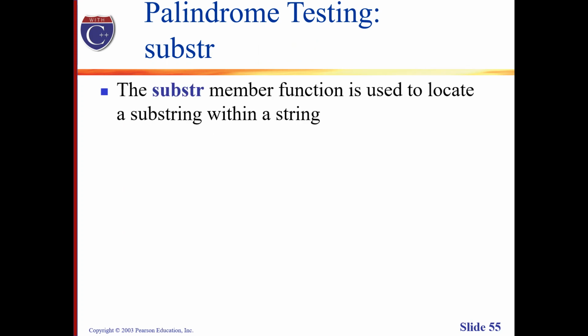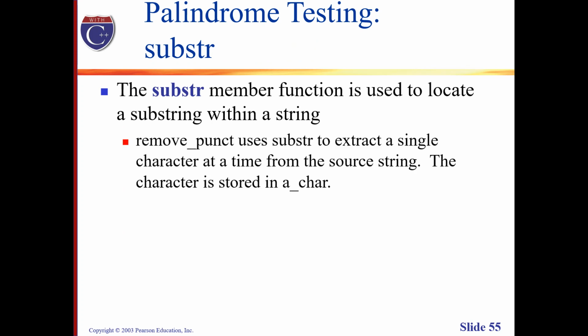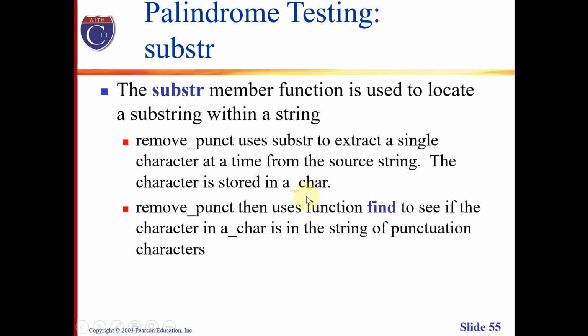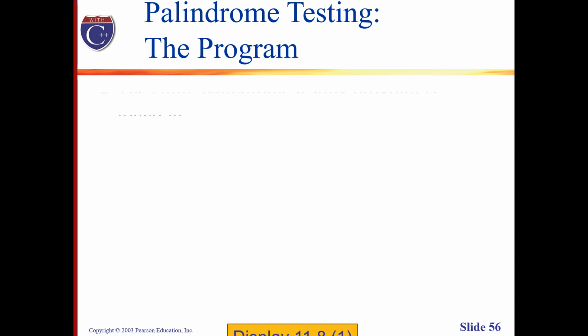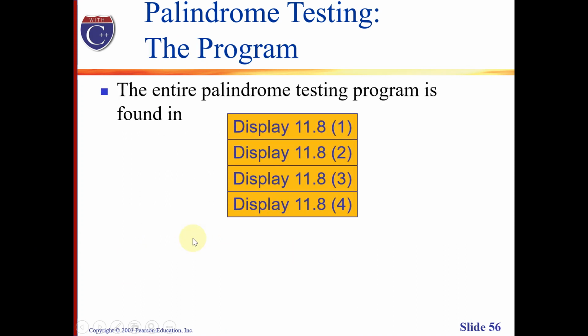And here's another function, the substr function, which will be used to locate a substring within a string. In this case, removePunct uses substr to extract a single character at a time from the source string. The character is then stored in the following variable. Then it uses the function find to see if the character in a car is in the string of punctuation characters. Here's the sample program.